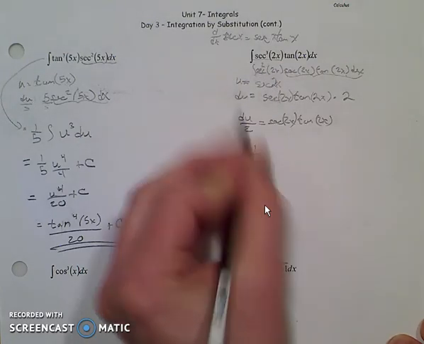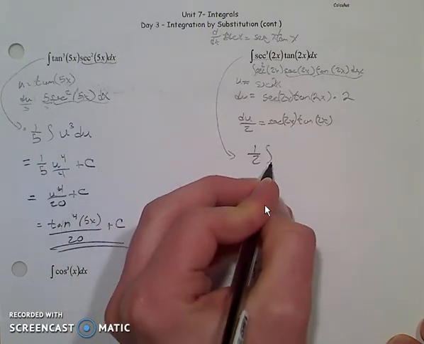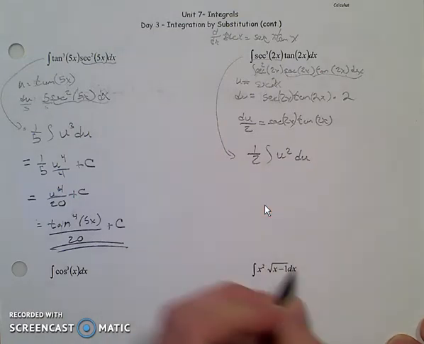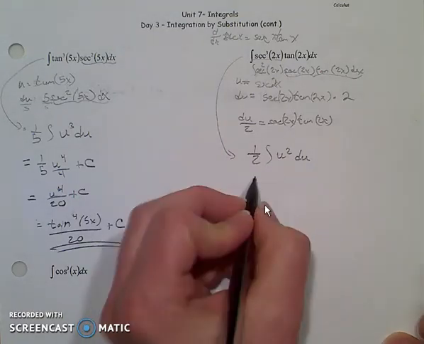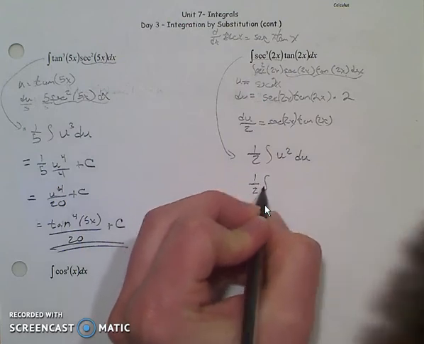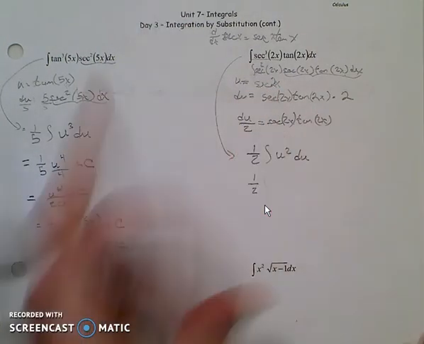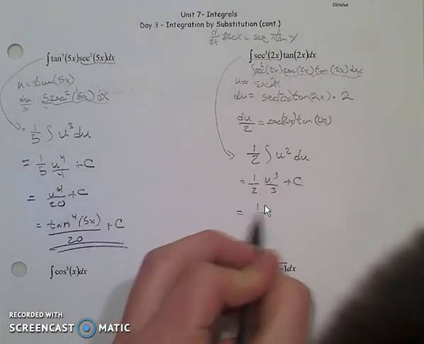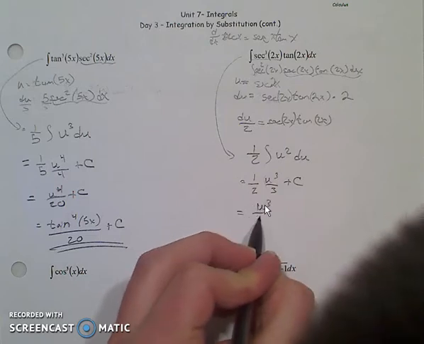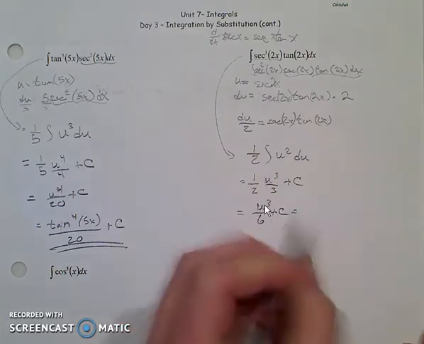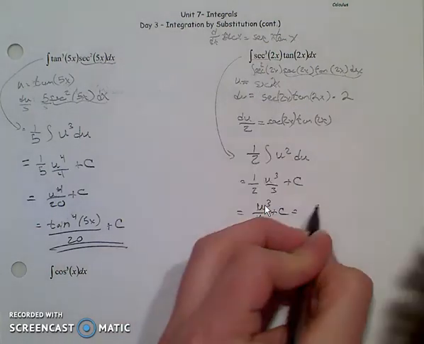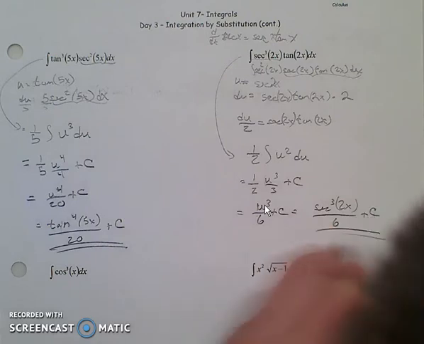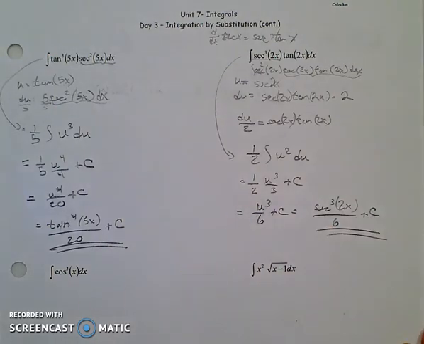So that's 1/2 the integral of u squared du. And we can easily take the integral of that. 1/2, no longer the integral, u cubed over 3 plus c, you get u cubed over 6 plus c, which then equals, if u is secant 2x, secant cubed 2x over 6 plus c. And so there it is.